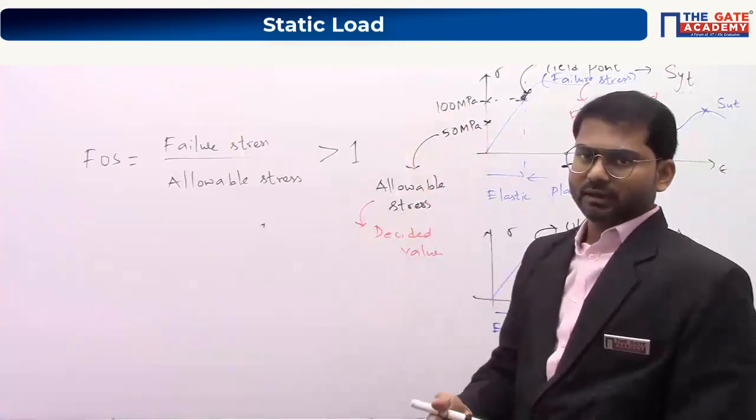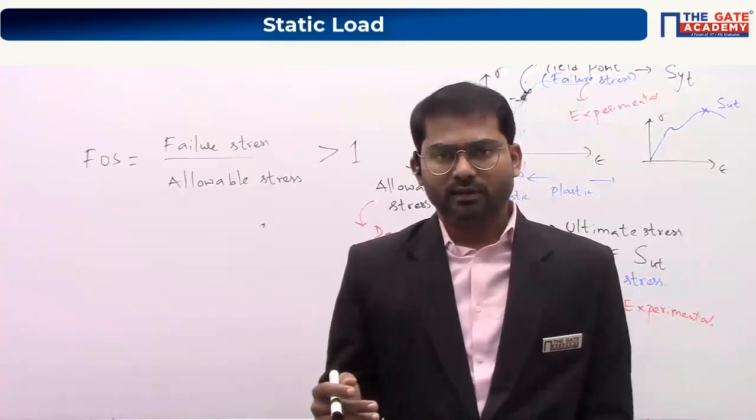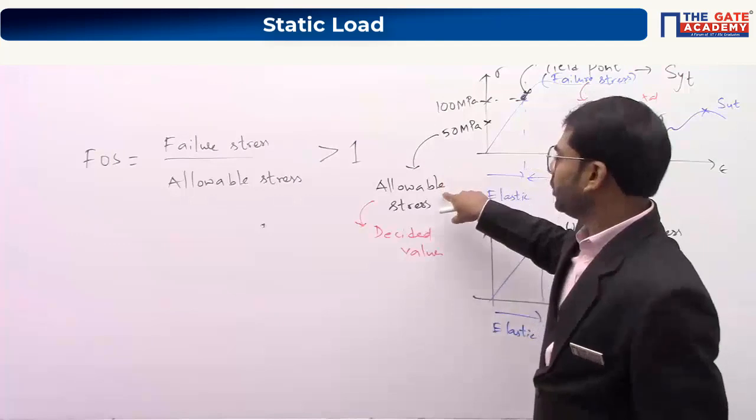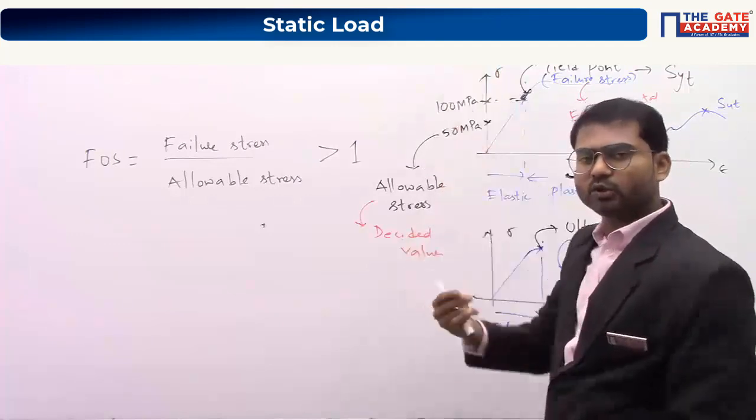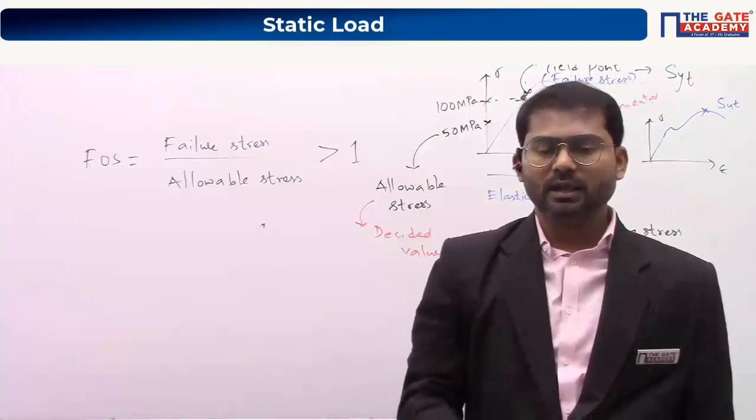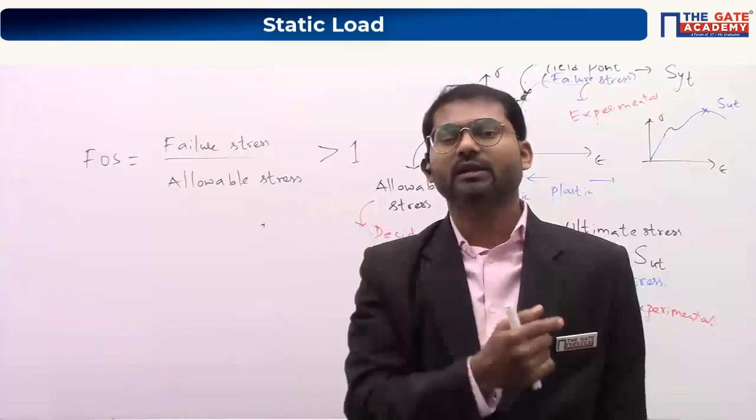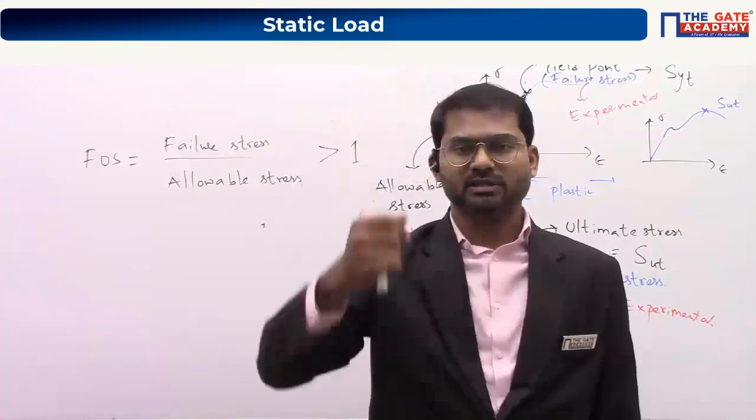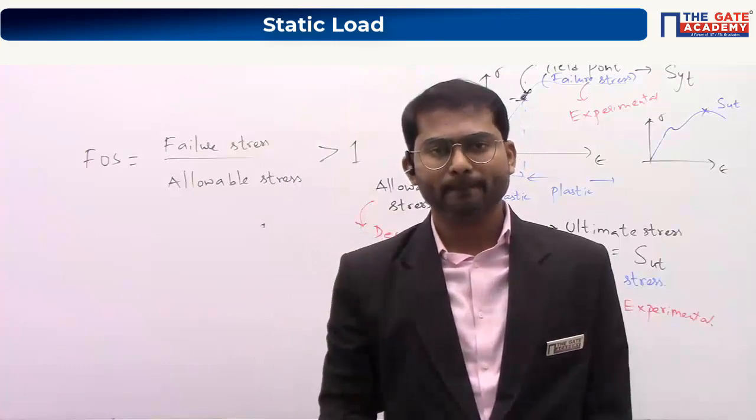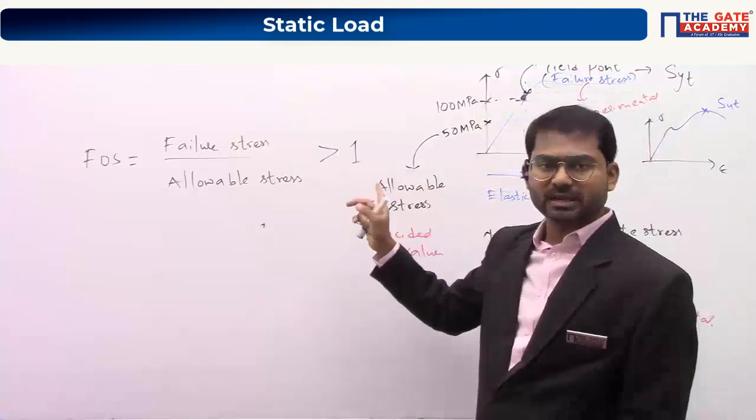If you are getting a situation where factor of safety is less than 1, that will happen when you take an allowable stress value which is beyond the strength of the material. You know the metal will fail at 100 megapascal, but you are taking allowable stress as 200 megapascal. It's a very ridiculous, completely wrong way of designing. Understand? So getting factor of safety less than 1 is a complete wrong thing.